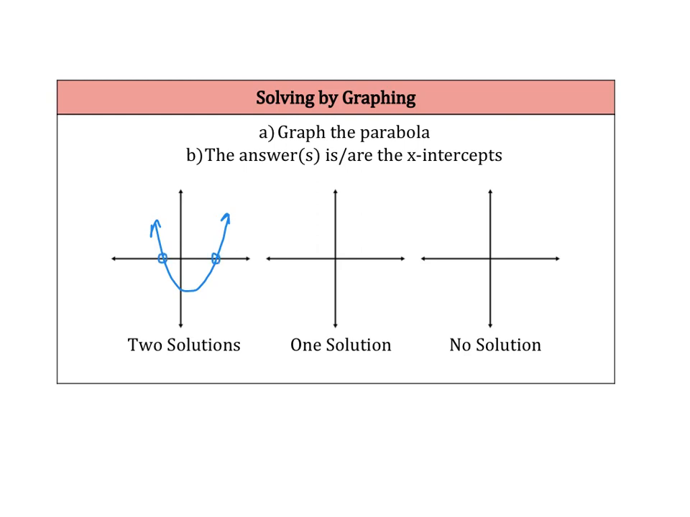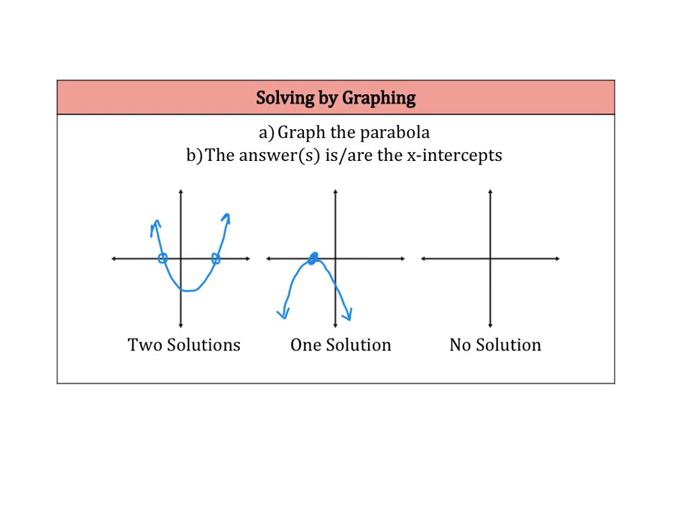Now it's also possible to have one solution. Now that happens if your vertex is on the x-axis. So it would look something like this, where it just touches exactly once and turns around. So here our only solution, our single solution, is our vertex, which is also our x-intercept.